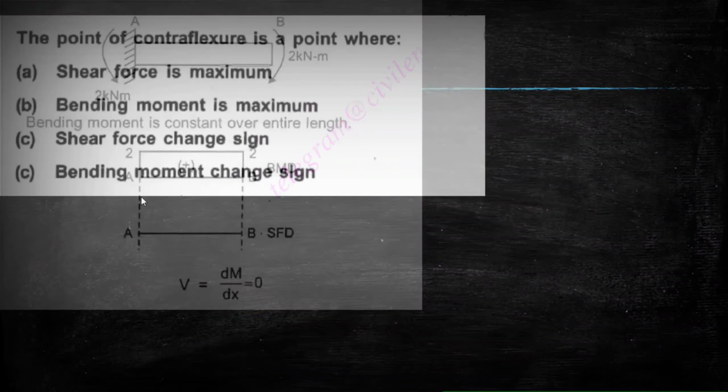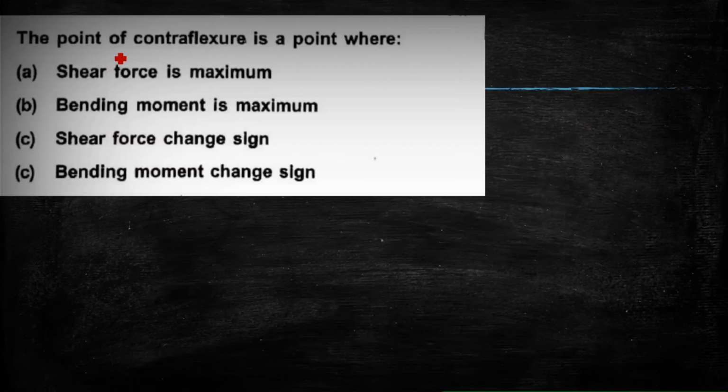Moving to the next question, we have the point of contraflexure is a point where option A shear force is maximum, option B bending moment is maximum, option C shear force changes sign, option D bending moment changes sign. So the correct answer is option D, that is bending moment changes sign.